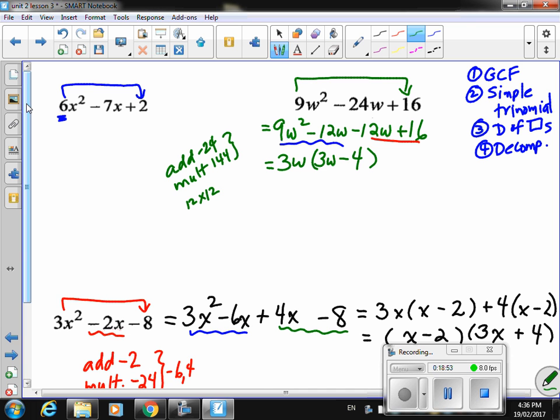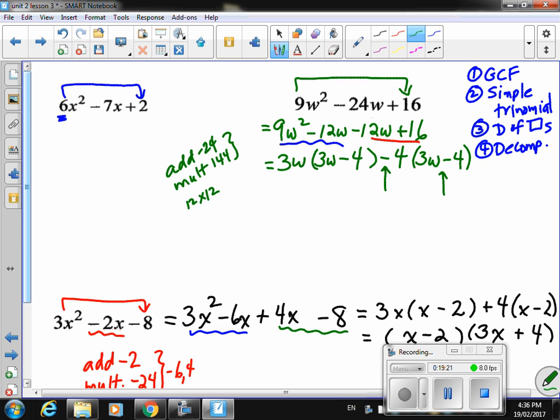Greatest common factor for 12w and 16 would be a 4. Don't forget your subtract in the brackets. 4 times what gives me 12w would be 3w. I have a negative, so I need to put the appropriate sign so that when I multiply I get a positive. This would also be a negative. 4 times 4 is 16.